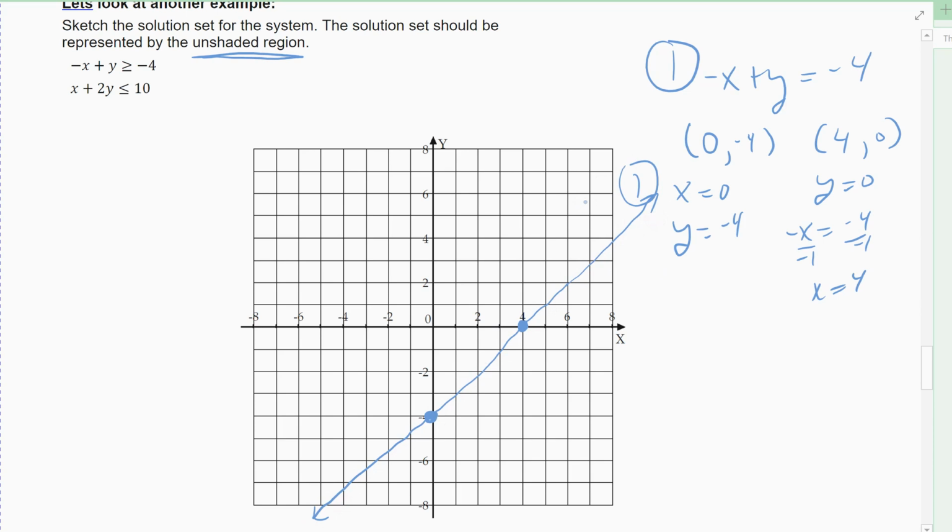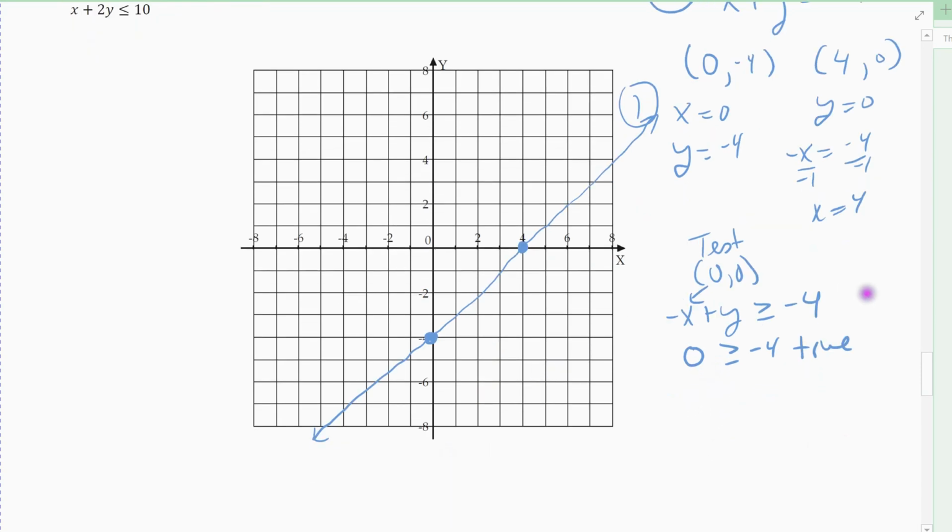And then I'm going to figure out which side. I'm not going to shade it in, I'm just going to indicate which side. So I'm going to do a test point. This time I'm only going to test 1. 0, 0 is always a good place to test, so I'm going to pick 0, 0 as my test. I'm going to plug it in the inequality. So the inequality, remember, is greater than or equal to negative 4. So when I plug my 0, 0 in, I get 0 greater than or equal to negative 4. Well, that's true. And if you're unsure, if you picked a test point on the other side, it should come out false. Alright, so actually I'll just go ahead and do that.